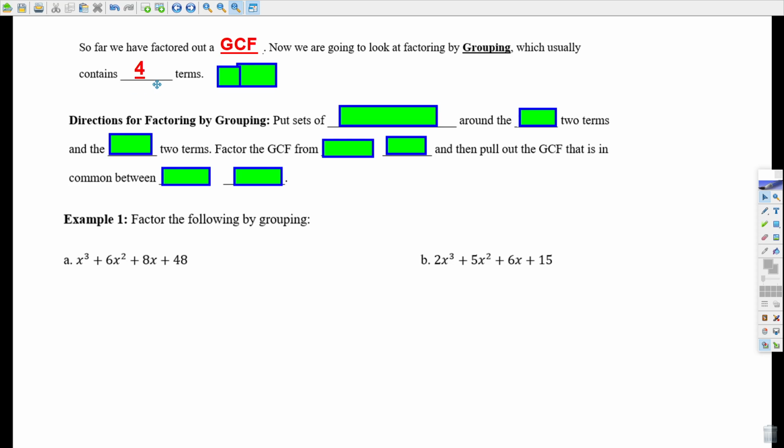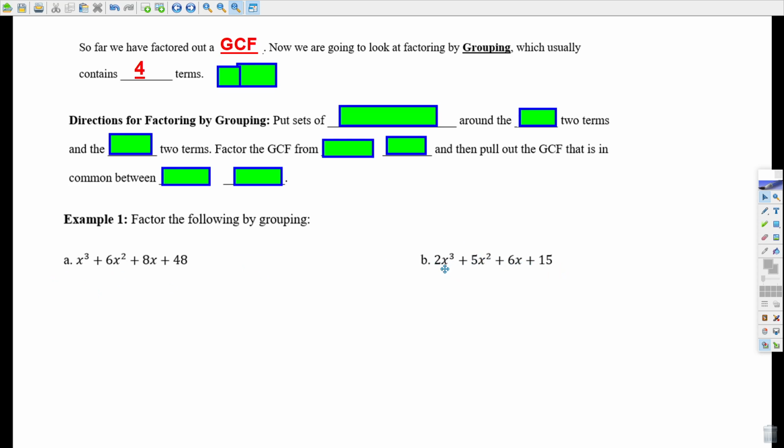So we need 4 terms to do grouping. And you'll see why whenever we actually start to do it. So I'm going to go through the directions on how to do it, and I'm going to apply it to the problems that are down here. Now, if you look down here, we have x cubed plus 6x squared plus 8x plus 48. If you notice, there are 4 terms here. 1, 2, 3, 4. So we need to have that to do grouping. And you can look at the other one as well. There's also 4 terms here.